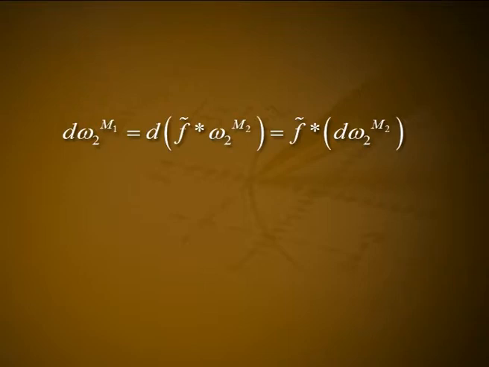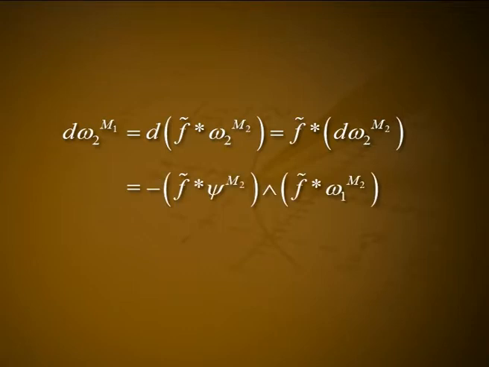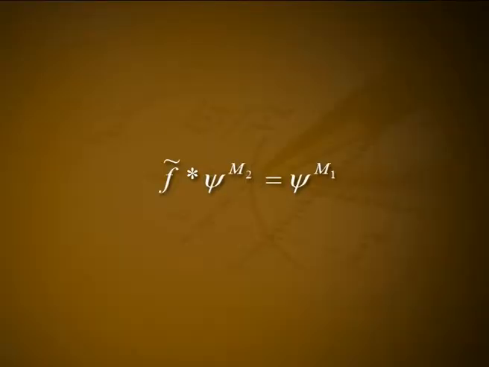Similarly, d omega 2 raised to M1 is equal to d f tilde star omega 2 raised to M2, which is equal to f tilde star d omega 2 raised to M2, which is equal to minus f tilde star psi raised to M2 meet f tilde star omega 1 raised to M2, which is in turn equal to minus f tilde star psi raised to M2 meet omega 1 raised to M1. Thus, the connection form f tilde star psi raised to M2 satisfies the simplified form of the structural equations. By uniqueness, f tilde star psi raised to M2 is equal to psi raised to M1.